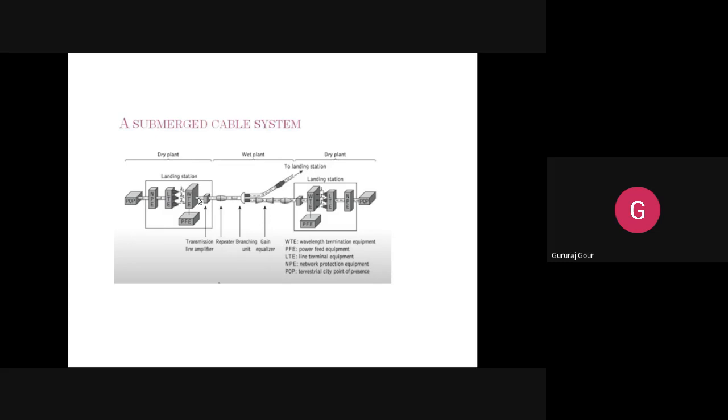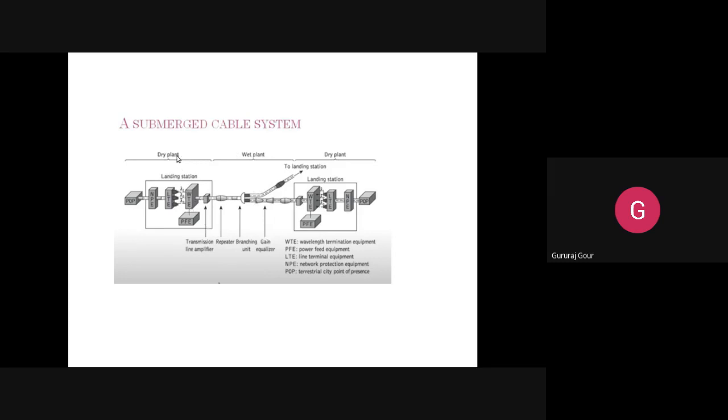So this dry plant consists of the landing station, with these different parts. Here you can see the different wavelengths are multiplexed, and they are coupled to the transmitting optical fiber. Here the repeater will be there, that comes under the wet plant. The repeater, branching unit and gain equalizer are the three main elements which will exist in the ocean.